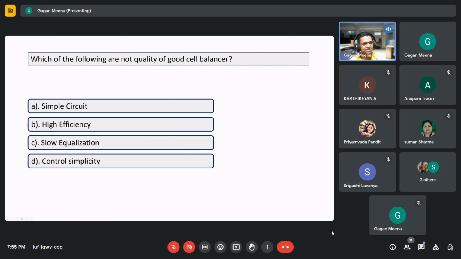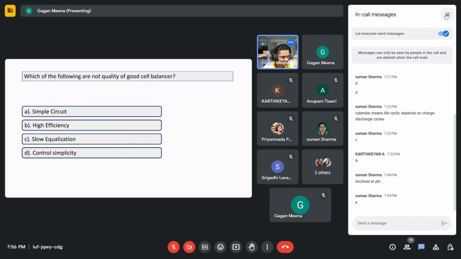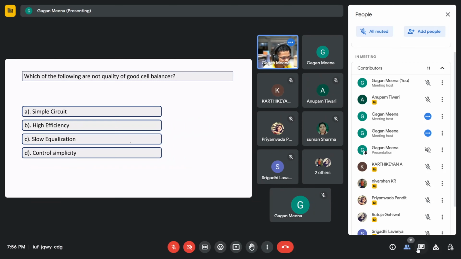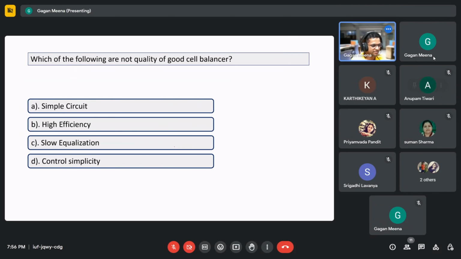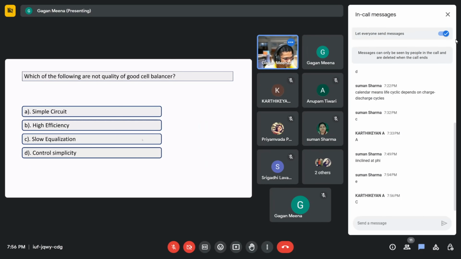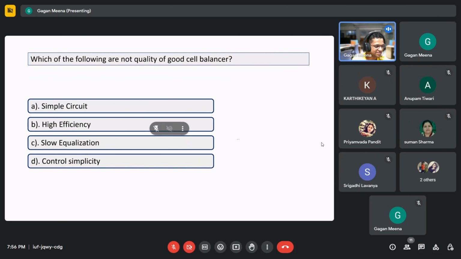Then next question is, which of the following are not good qualities of a cell balancer? Karthikeyan has correctly answered this. It's C, slow equalization. We need fast. We need everything fast, high efficiency, simplicity, and economical. Control simplicity, we want a simple circuit. We want high efficiency, but we want fast equalization, not slow.